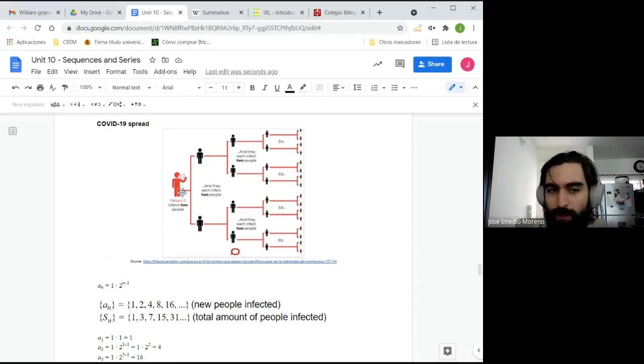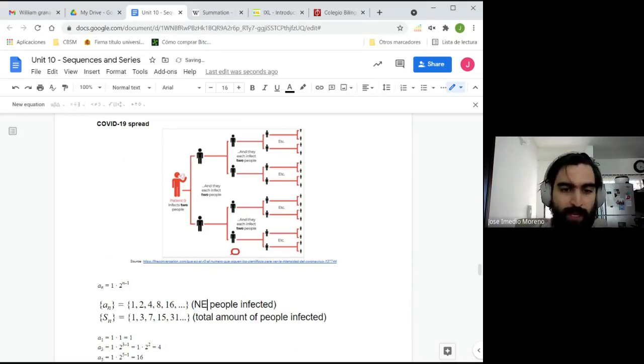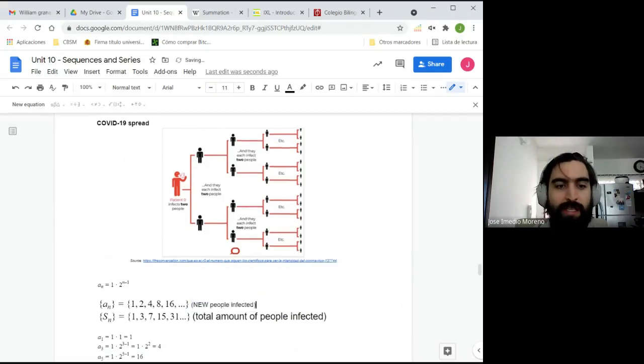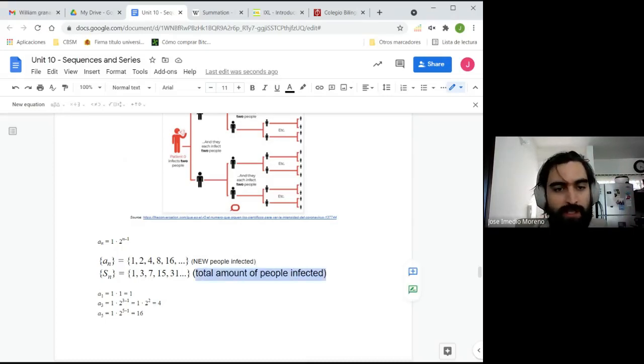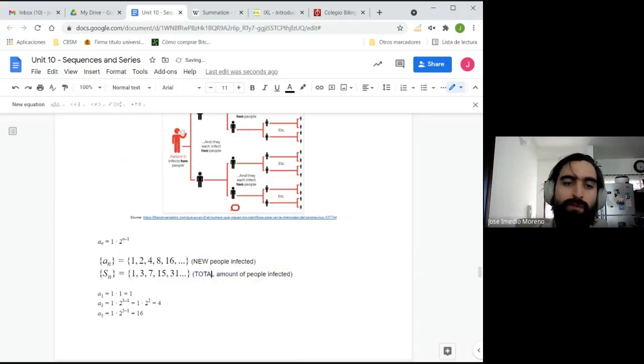So the first day we have 1 person infected, the second day we have 2 new people infected, third day 4 new people infected, 8, 16, and so on. Then this geometric sequence is showing us the new people infected, okay? Then the series, which is the addition of the terms in that sequence, is giving us the total amount of people infected. Not the new people infected, but the total.